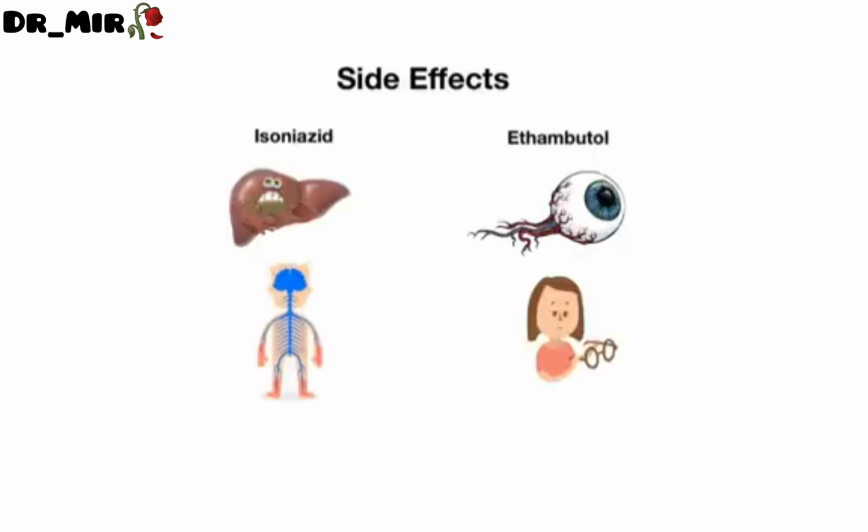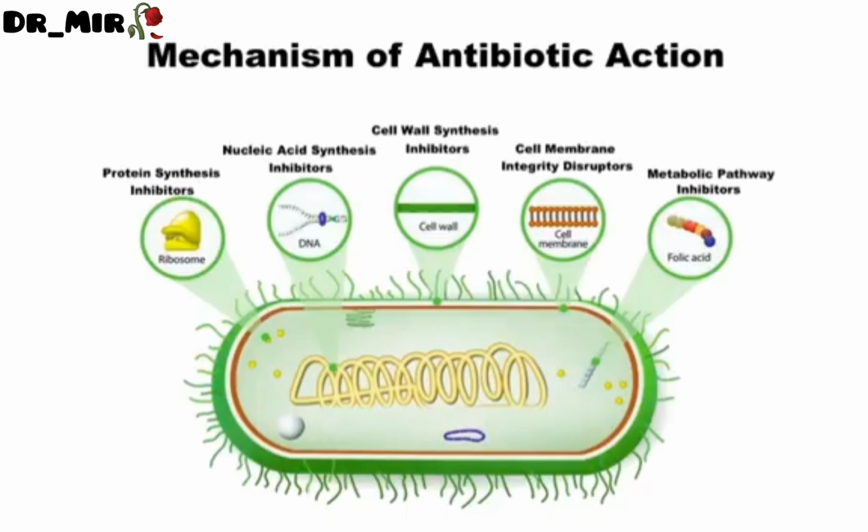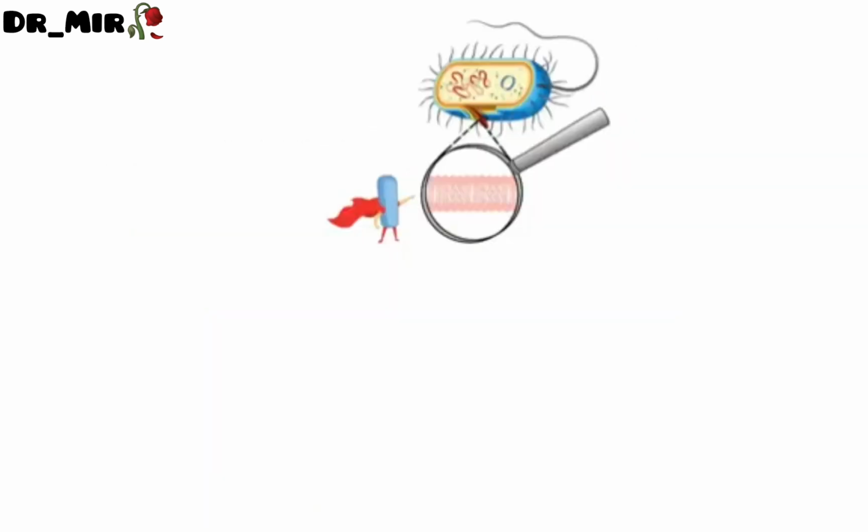Now, before we end this lecture, I would like to briefly discuss one more category of antibiotics, that is cell membrane integrity disruptors. Unlike cell wall synthesis inhibitors, cell membrane integrity disruptors target primarily the cell membrane of bacteria. Prominent members of this category include daptomycin and a small family of antibiotics known as polymyxins. So now let's take a closer look at their mechanism of action.